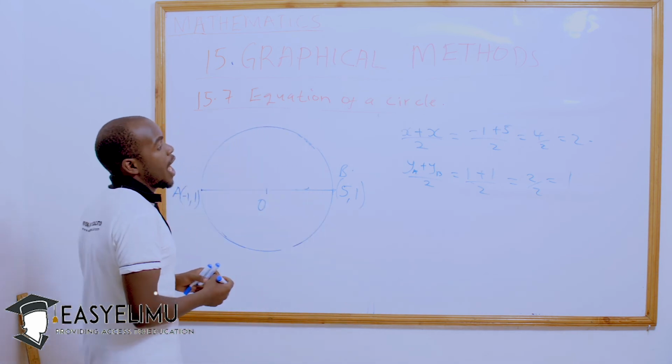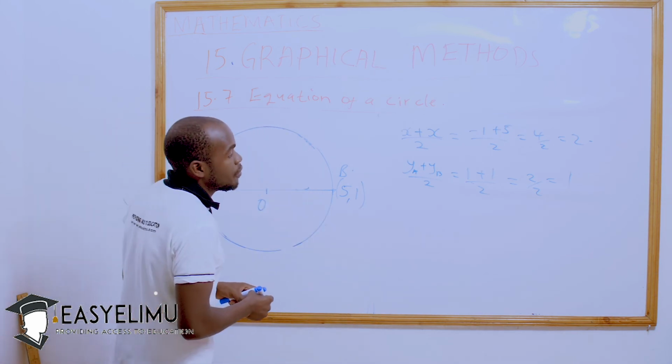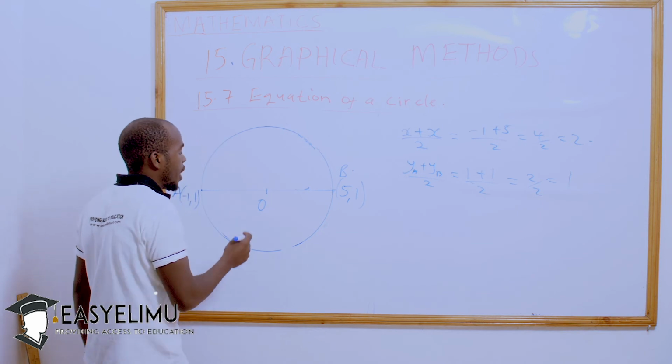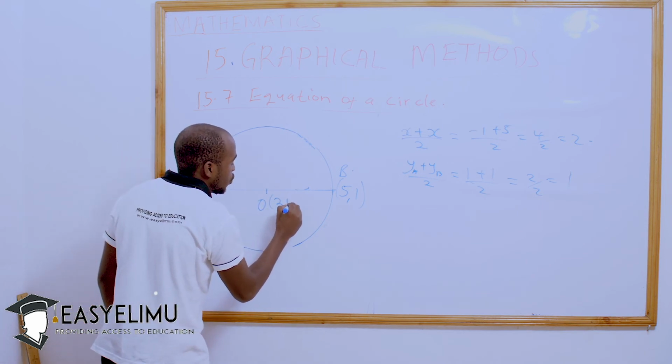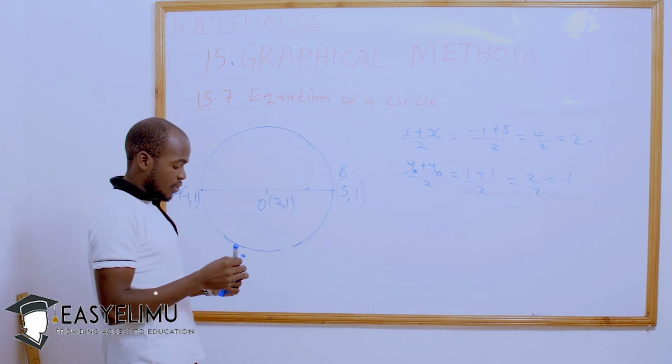So that is what we have there. Meaning that the center of that circle is (2, 1). So here we shall have (2, 1). That is what we have.